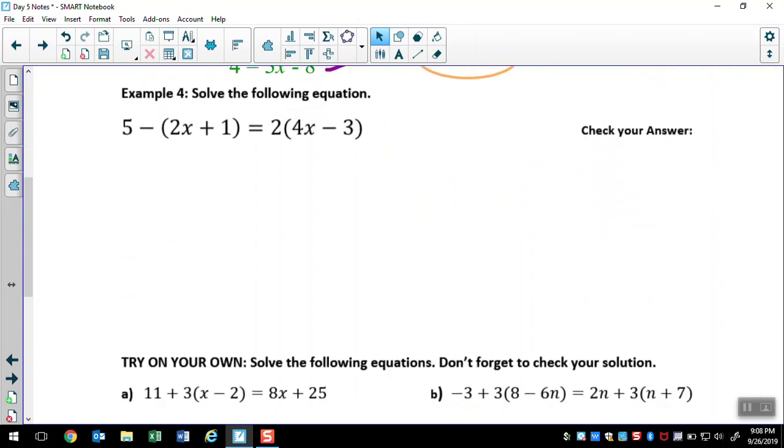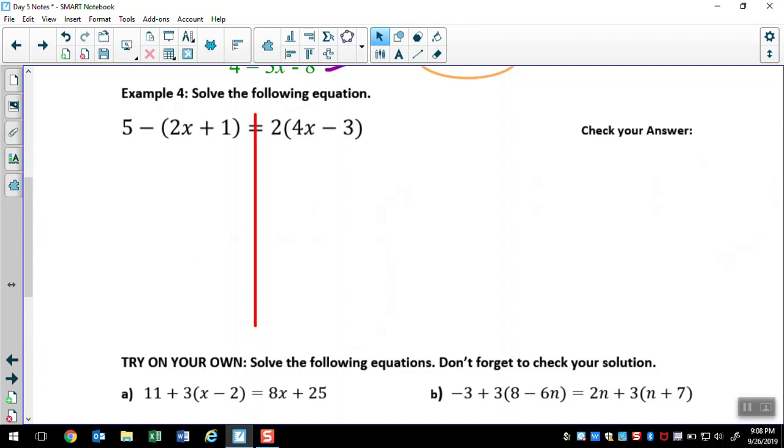This time we have parentheses on both sides of the equal sign. All right, so draw my line. I'm going to first work on just simplifying this side. Then I'll come over and I'll simplify this side. All right, so since I have parentheses, again, I have to distribute first.